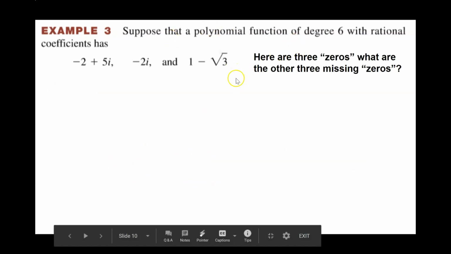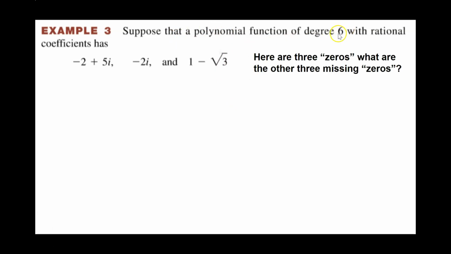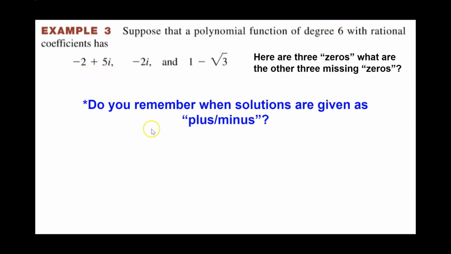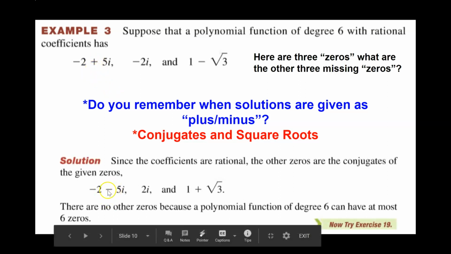So here we have another polynomial function with a degree of 6. Here I'm actually giving you 3 answers. I'm giving you 3 zeros. So if I'm giving you 3 zeros, there should be 3 left because we need 6 total. So for this one here, remember what we have to do when it comes to solutions and conjugates and square roots. You always have to do plus or minus. So if I gave you a plus here, then you should have a minus for the conjugate.